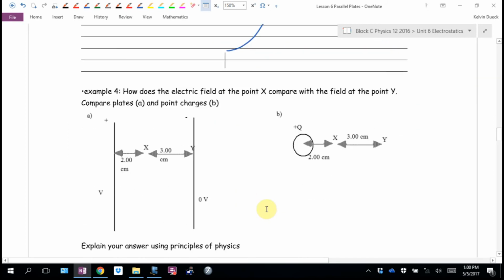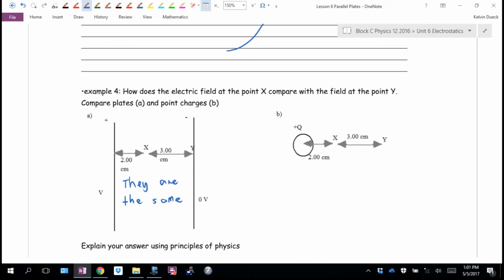How does the electric field at point X compare with the field at point Y? We already did part A, so part A we already said they are the same. What about diagram B? Is the electric field at location X the same as the electric field at location Y? Yeah.